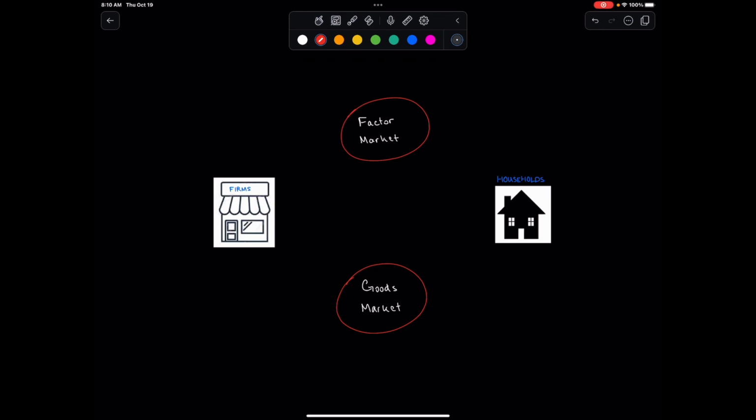So, starting off here, we've got two major parties. We've got households and we've got firms. And what happens is they contribute to two markets, a factor market and a goods market. And I will explain how.